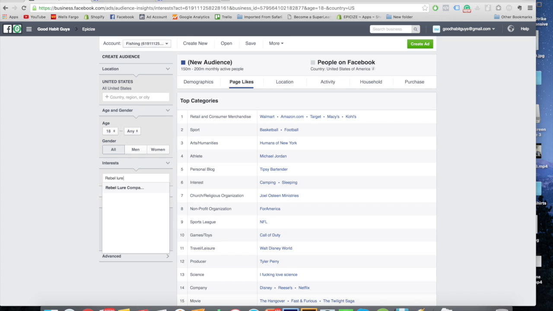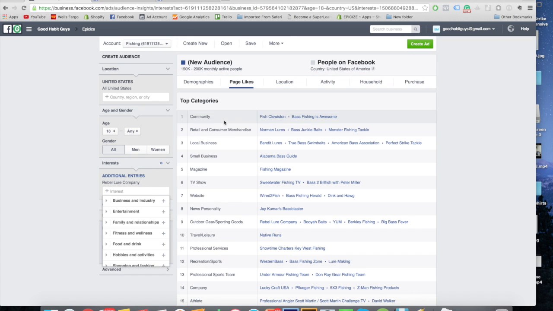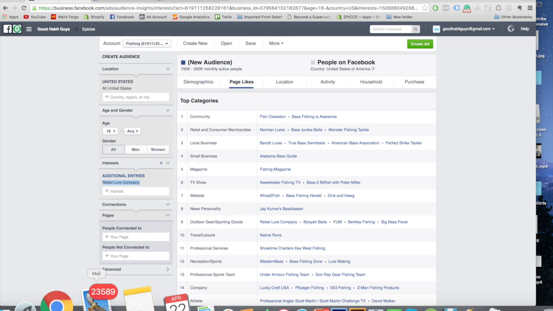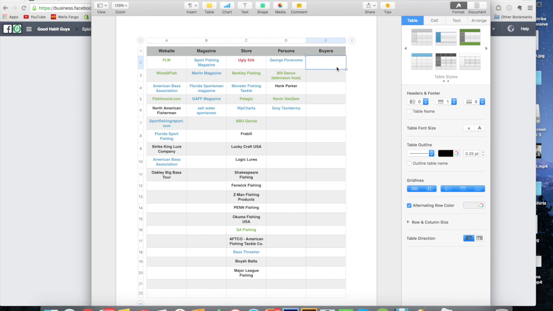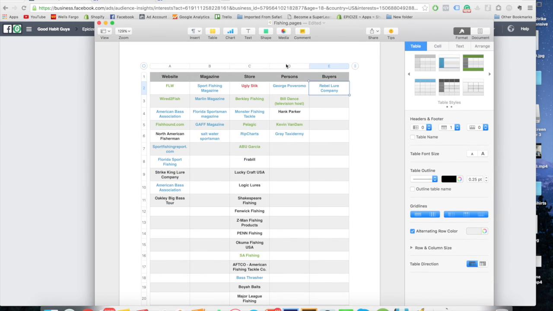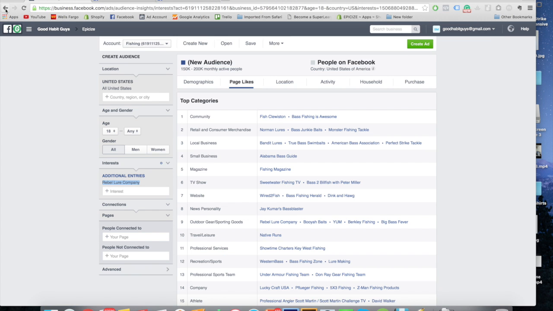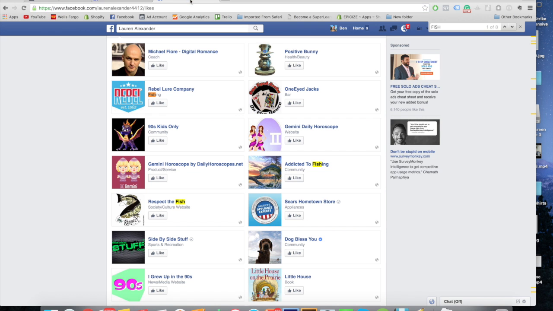150 to 200,000. Perfect. I already know these pages and they are related to fishing, so I'm not going to check them. I'm just going to write them down under my buyers. It doesn't really matter the color because I'm just going to do another ad that's just in the buyers niche, just in the buyers category, sorry. Okay, Lauren.